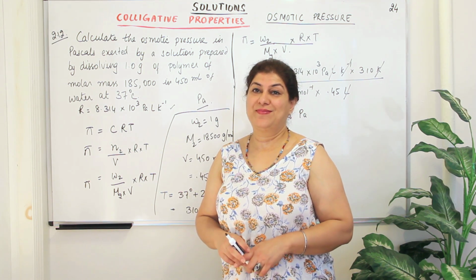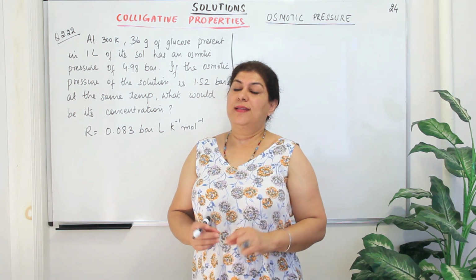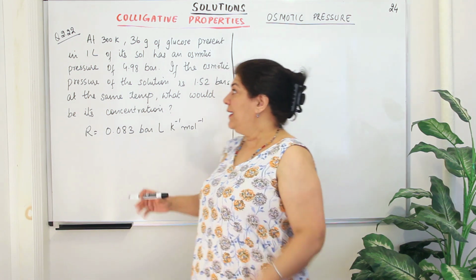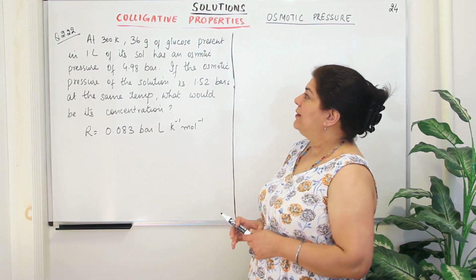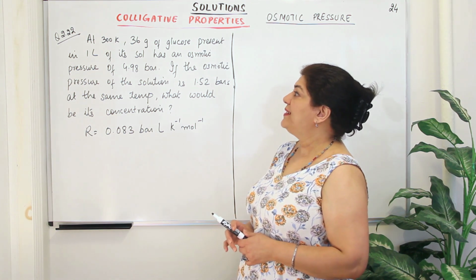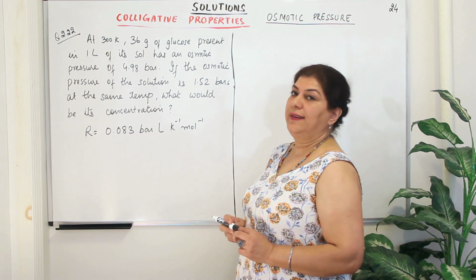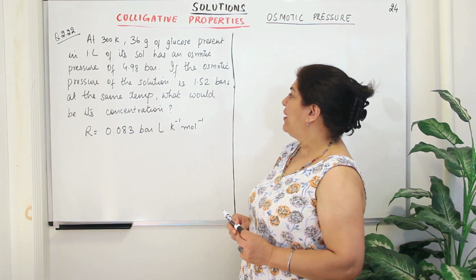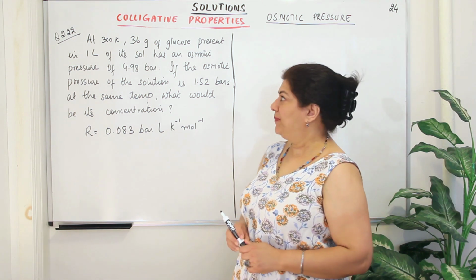Give me a moment. So now this is question 2.22. That is the 22nd question of your NCERT textbook exercise. Let's read the question. The question reads that at 300 Kelvin, 36 grams of glucose present in 1 liter of its solution has an osmotic pressure of 4.98 bar. If the osmotic pressure of the solution is 1.52 bars at the same temperature, what would be its concentration?